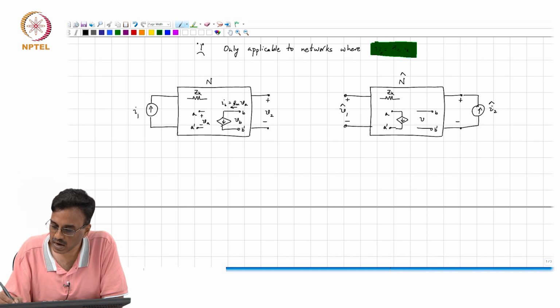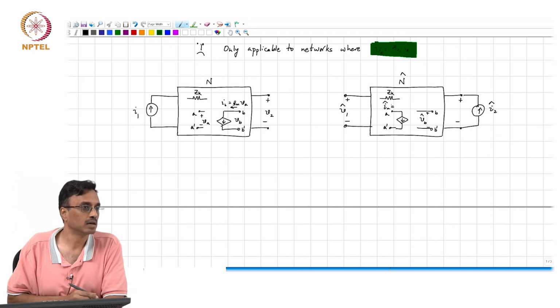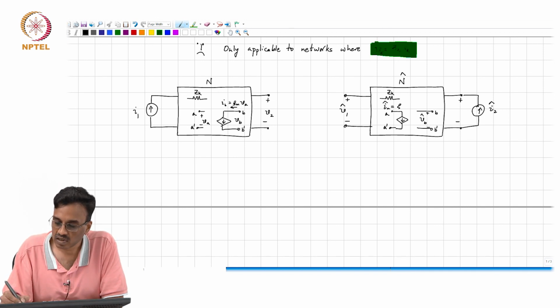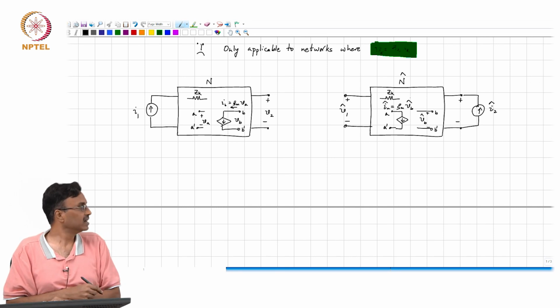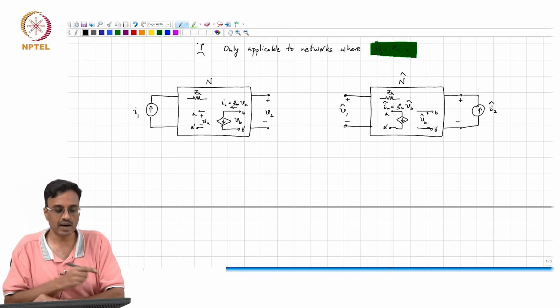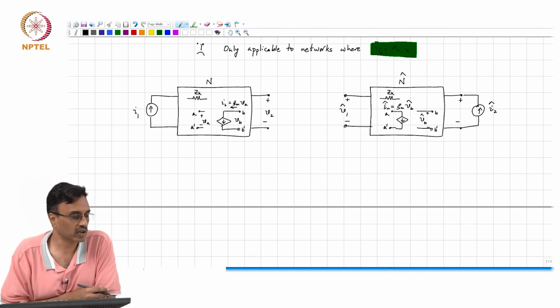So this is VB hat and this current IA hat is, what did we see last time? GM times VB hat, right? If we did this, then all the terms other than the port voltages and port currents, when you write Tellegen's theorem, just simply cancel out.